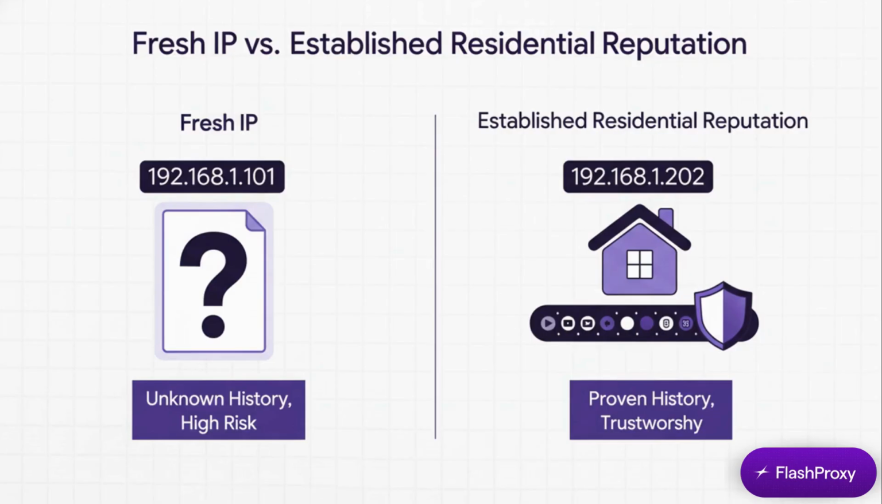Now, this is a really critical mindset shift. A lot of people think that a fresh, unused IP is the holy grail, but to a sophisticated security system, an unknown IP with no history is a high-risk IP. Think about it. What you actually want is an IP with a long, boring, documented history of being a normal home internet connection. You want established credibility.